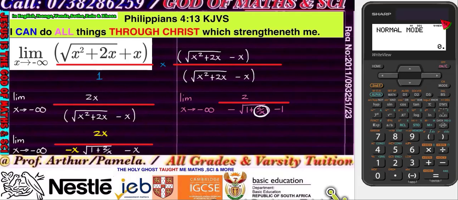Then we give them the answer. Numerator is 2. Denominator would be the negative square root of 1, which is negative 1. Then there's still another negative 1 coming through, then minus the 1. So my answer is 2 divided by negative 2, which is negative 1. Is it making sense? Yes.